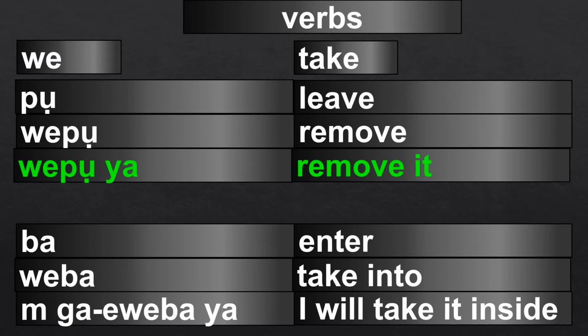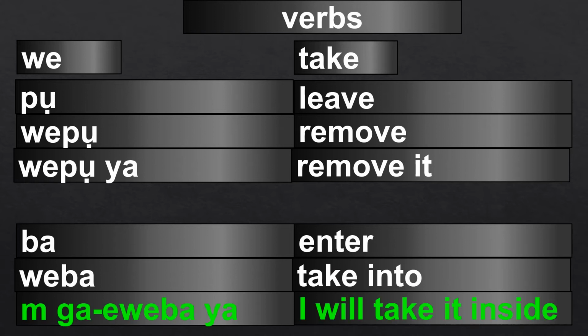The second example is the verb ba, which is enter, and remember we is take. When we combine we and ba, it becomes a new compound verb, weba. So weba is to take something in, to take something into something, right? For example, m ga ewebaya, I will take it in, or I will take it inside, right?